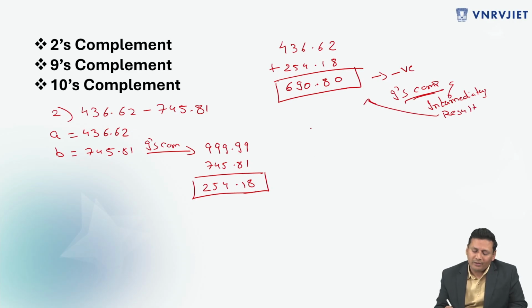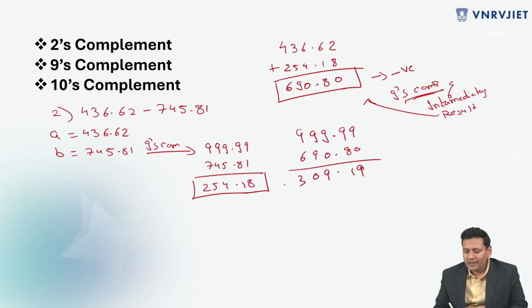So now I'm going to find the nines complement. The nines complement is 999.99 minus 690.80. So it will be 309.19. And what will be the sign, plus or minus? It will be minus because there is no carry. No carry indicates that the number is negative, and to find the real value, you have to find the nines complement of the intermediate result. So this is the answer which we got.